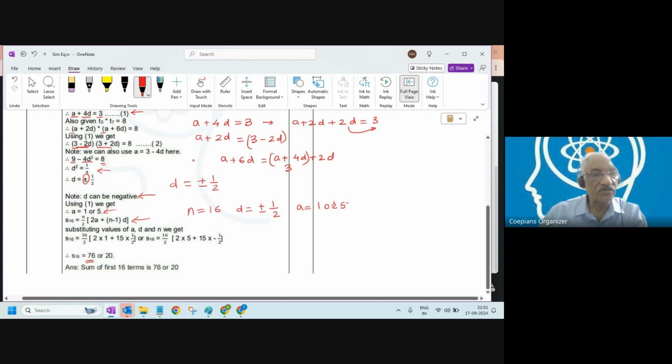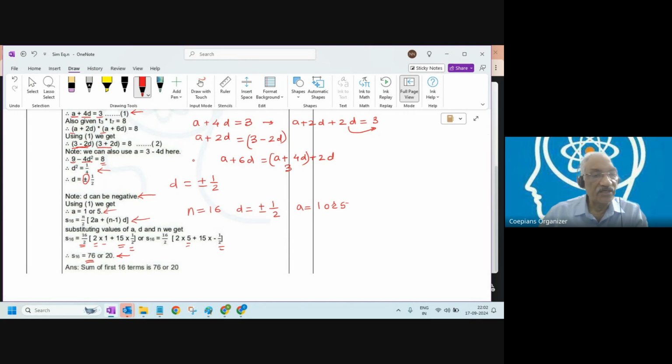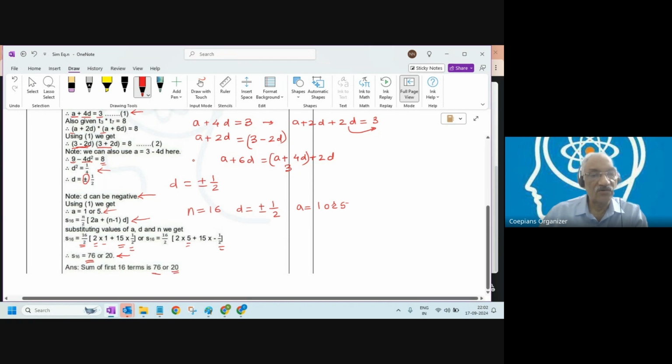I've just substituted the value. So n is 16 by 2, into (2 into 1 plus 15), because n is 16, so 15 into half, because d is half. The other value of d is minus half, but at that time, the value of a is 5. So we get the answer as S16 is equal to either 76 or 20. So the sum of the first 16 terms is 76 or 20.